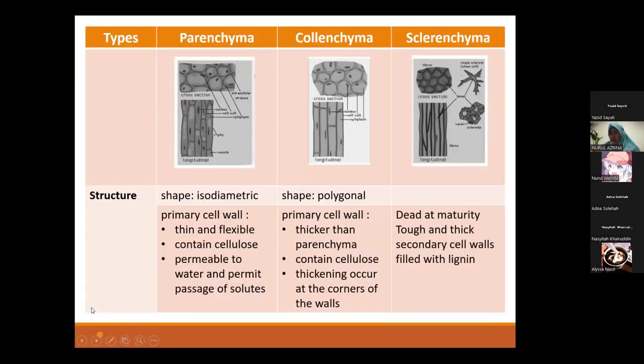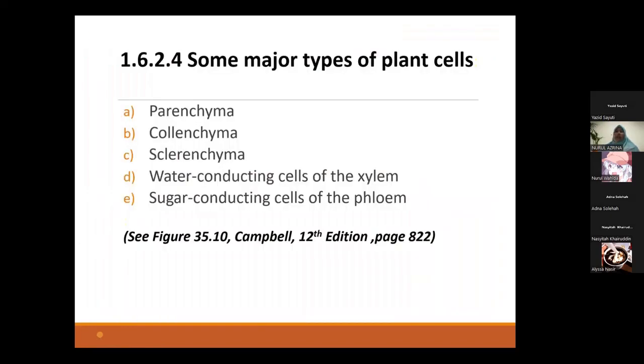Okay. All right. So next, our class will continue with the major types of cell. We are going to explore the detail about parenchyma, collenchyma, sclerenchyma, xylem, and phloem itself in our next class. Okay? Is it okay? Okay, madam.